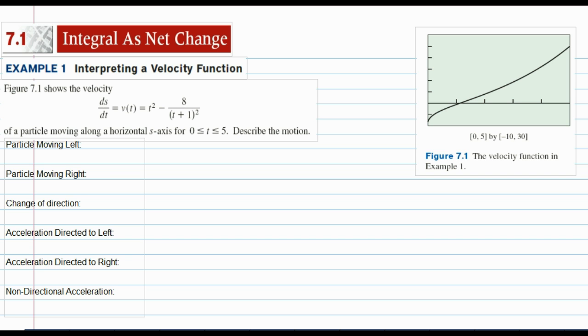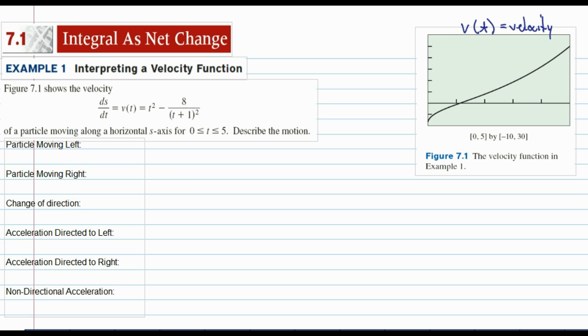So first we're going to do a little bit of a review here. Figure 7.1 shows the velocity, so ds/dt, the derivative of position. I'm going to label that right off the bat so I have a constant reminder of which graph I'm looking at. And then it's got this equation here. We want the domain between 0 and 5 seconds, and we want to describe the motion.